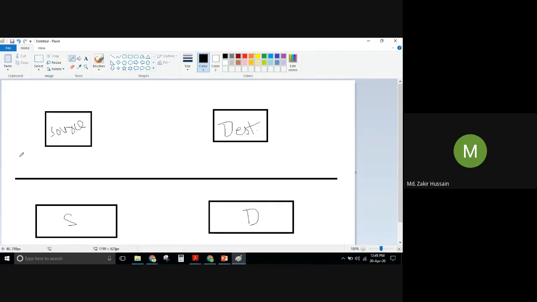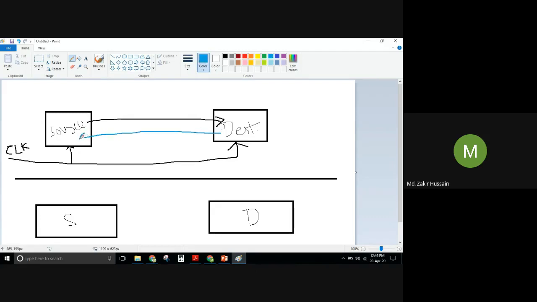Suppose there is a signal here. Here is a clock signal that is coming to the destination and also to the source. Let us say this is our CLK, clock signal. Since this CLK is connected to the source unit as well as the destination unit, whatever we transmit from source to destination, or from destination to source, both are synchronized to this clock. We call such a transmission a synchronized transmission.